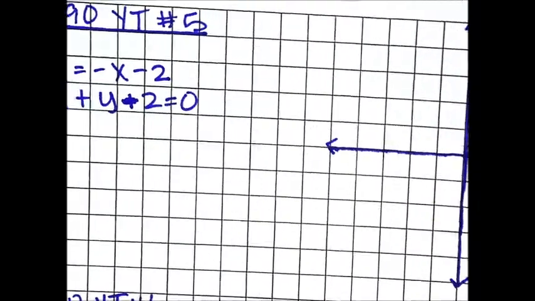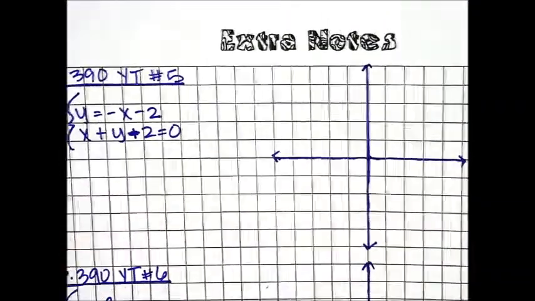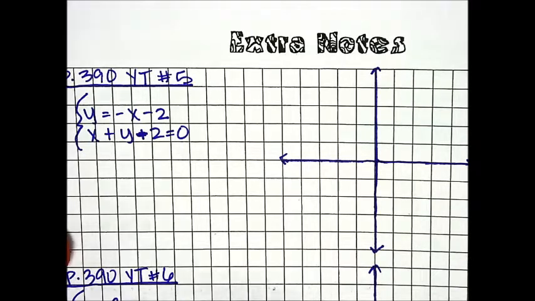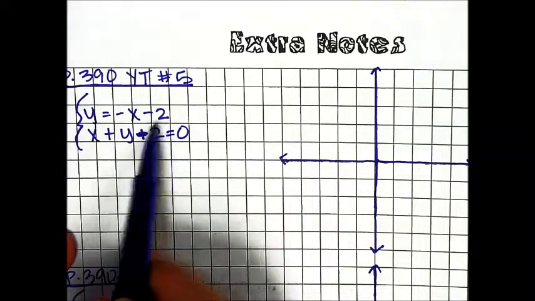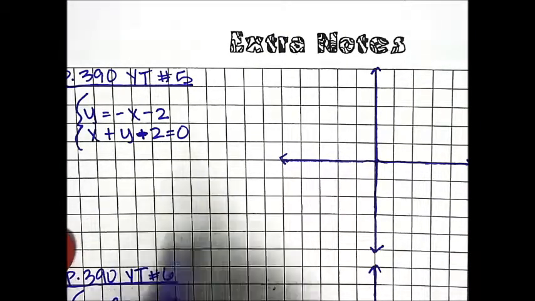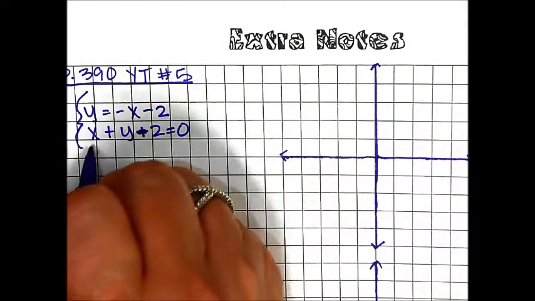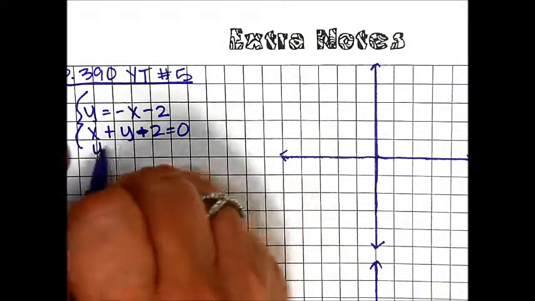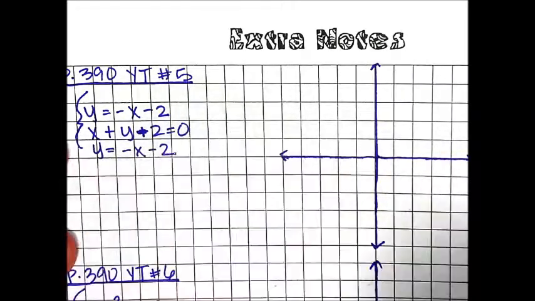Okay, the first example can be found on page 390 in your book. It's your turn number 5. These are the 2 equations they give us: y equals -x minus 2 and x plus y plus 2 equals 0. So I need to solve this second equation for y. I'm going to subtract x and subtract 2. So y equals -x minus 2.